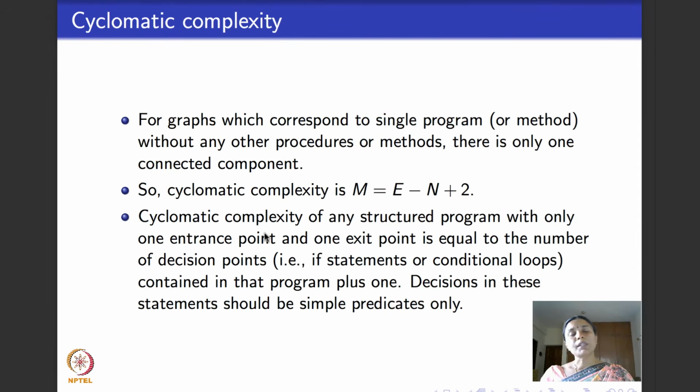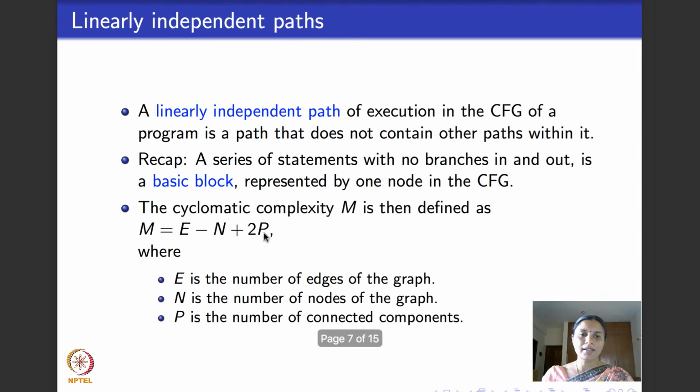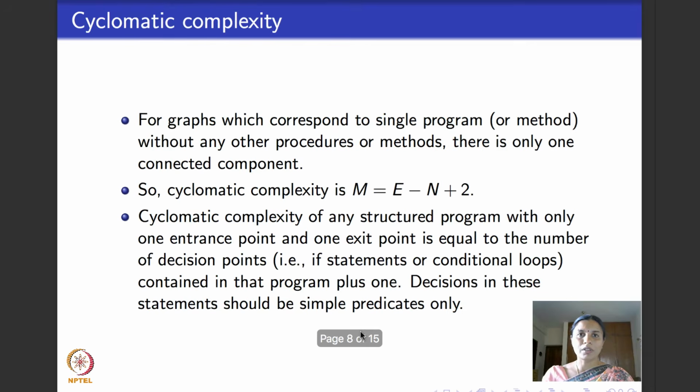For graphs that correspond to a single program, a single procedure or a single method, assuming that there are no interprocedural calls that I model in my graph, the control flow graph looks like one large connected component, right? It doesn't have several bits and pieces of disconnected components. If I consider that, then this last term, P, the number of connected components, is basically one for a control flow graph that corresponds to one method. So the formula for cyclomatic complexity becomes simpler: it is E minus N plus 2.